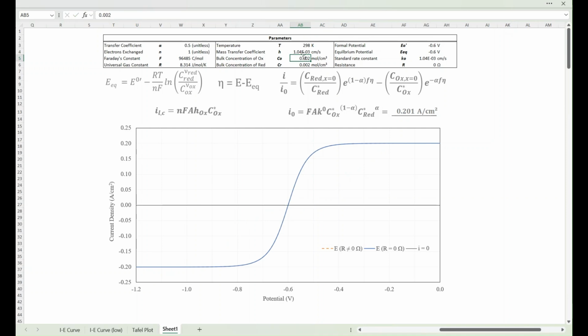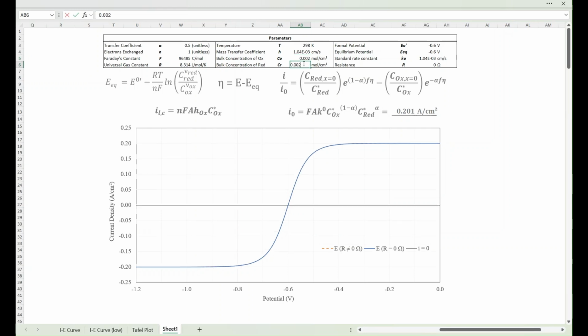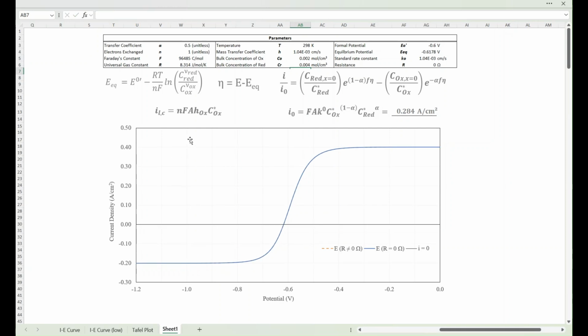Okay, so now we have that. Let's take a look and see how concentration impacts it. So we're back to the 10 to the minus 3 mass transfer coefficient, or -0.2 and 0.2. But if I double my bulk concentration of my oxidized species, we can see, oh, I double my limiting current. If I bring that back down to 0.02, and I do the same thing for my reduced species, I now have doubled my limiting current for my anodic branch, for the anodic limiting current.